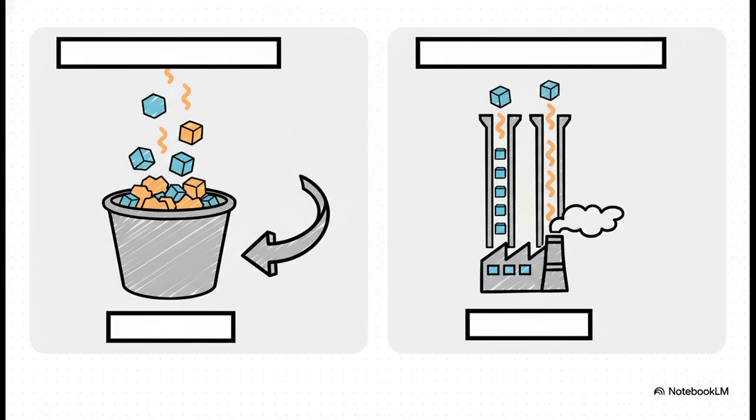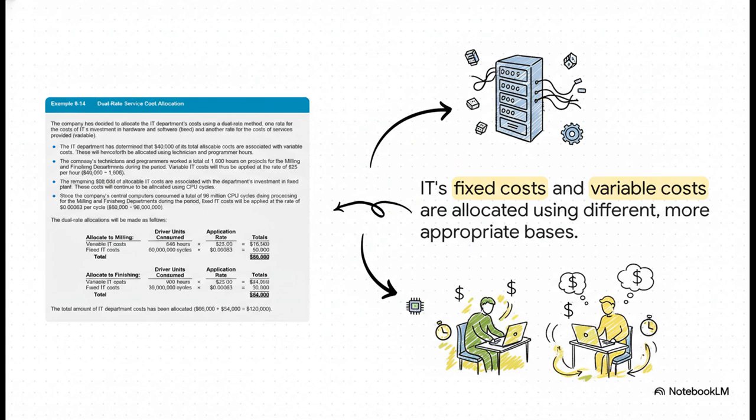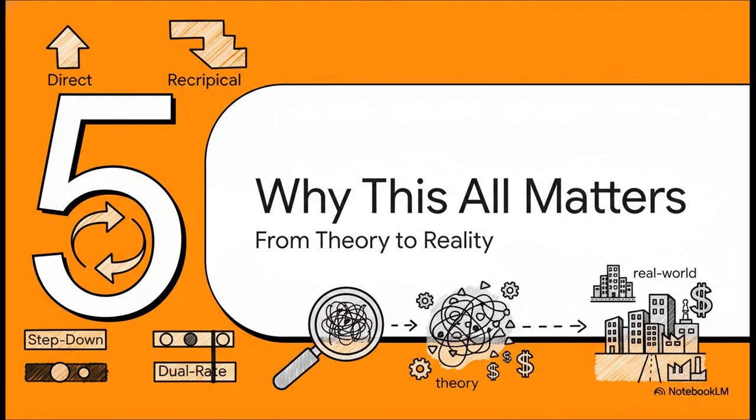It separates them. And that's really important because fixed costs, like rent on the server room, behave differently than variable costs, like a programmer's hourly wage. Take a look at this IT department, for example. The fixed costs for their hardware, that gets allocated based on CPU cycles, a measure of how much the hardware is being used. But the variable costs, for the programmer hours spent on different projects, that gets allocated based on actual technician hours. It's just so much more logical, and it gives managers a way clearer picture of what's really driving their costs. So we have the direct, the step-down, and the reciprocal methods, plus that dual rate power-up.